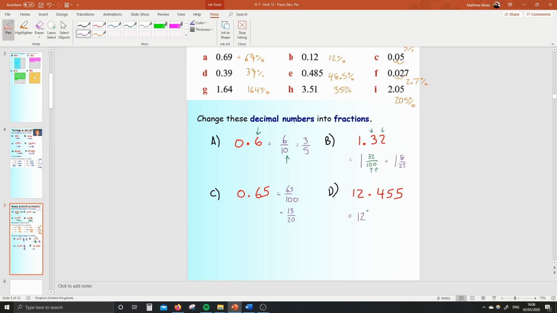These guys here is going to be 455, but there's 1, 2, 3 numbers after the decimal, which means we need 1, 2, 3 zeros. So it's 455 out of 1,000. Oh no, we've got a debacle of simplification going in here. How many 5s go into 450? 5 or 455? Ooh, tough as nails.